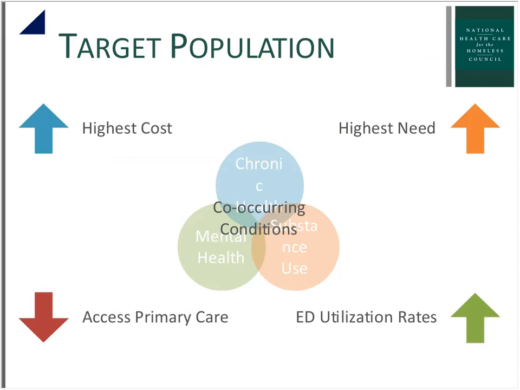So to start out, the Tencessl Project targets the top 10% highest cost, highest need individuals experiencing homelessness, and that is what gives this project its name. These individuals often have multiple comorbidities, as Kim mentioned, including mental health, substance use, chronic physical health conditions. They also tend to have high emergency department utilization rates, and they're less likely to access primary care, which when you combine that with their health concerns and the high level of need, you end up with a high cost group.